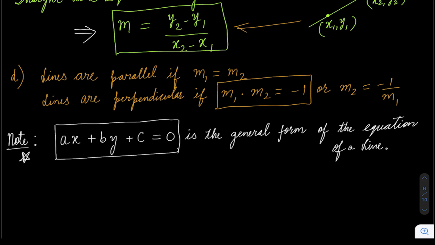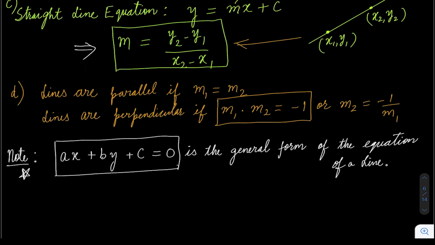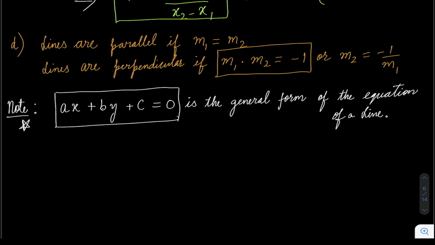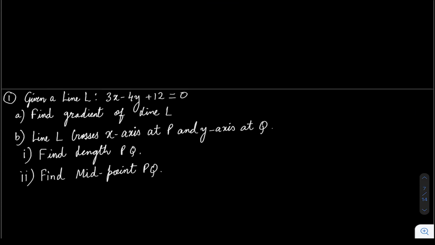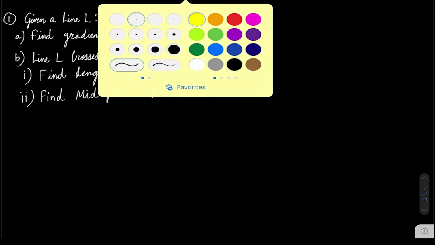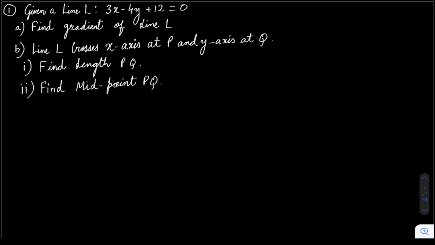Now, one more thing that I want to tell you is that ax + by + c = 0 is known as the general form of the equation of a straight line. Just like y = mx + c, we can write the equation of a line like this, where a, b, c are some numbers. I just want to give you this idea. Whatever we have learned, let's try some questions on these concepts.